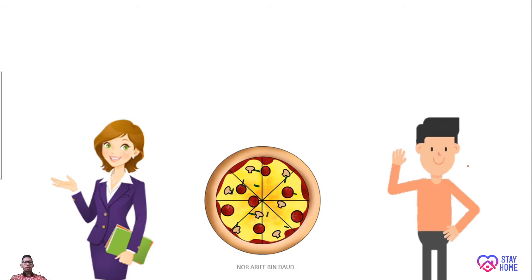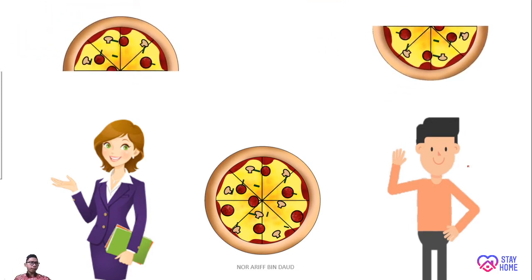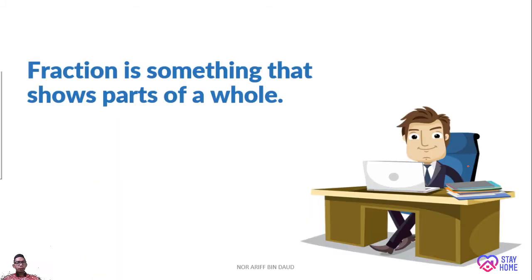So it will be like this: Sarah has one part and Tommy also has one part. So it is very possible to eat, right? Because it is not too much. And then the fraction will be like this, 1/2. You already remember, right? We already learned 1/2 in standard 2. A fraction is something that shows part of a whole.